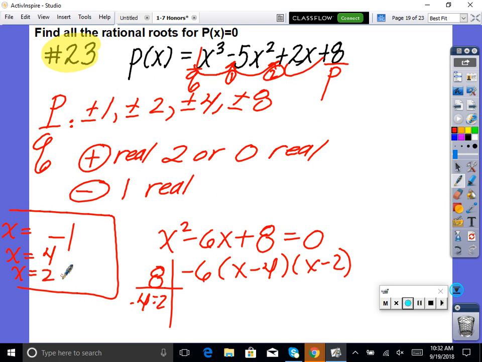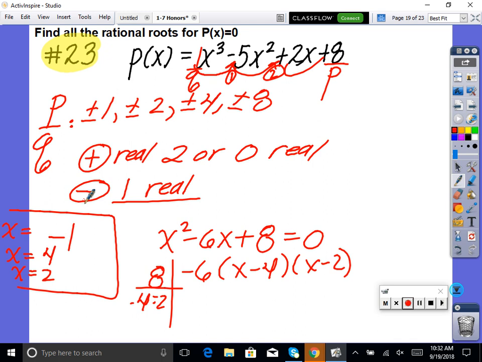So, if it factors, do the factoring thing. Because we know for a fact there's one negative real root. And there's 0. It could be 2 or 0, so that's a lot more to risk.